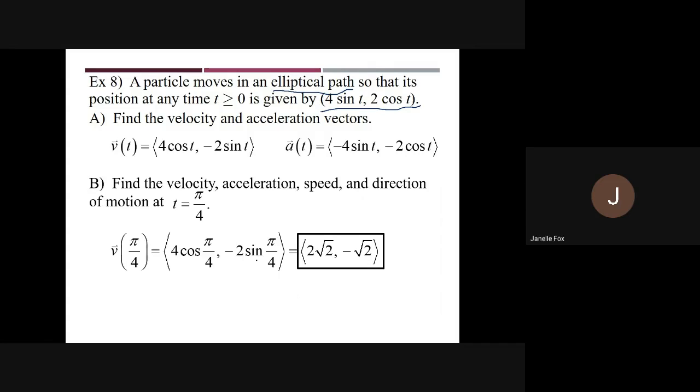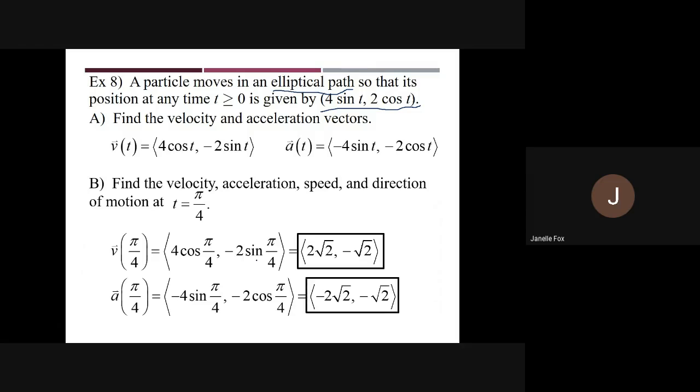The acceleration vector, we'll go ahead and plug in pi over 4. Again, sine of pi over 4 is rad 2 over 2, cosine of pi over 4 is rad 2 over 2. That turns into negative 2 rad 2 and negative rad 2. Lovely. I ran out of space on this screen, so to find the other two things, speed and direction of motion, we're going to go to the next slide.